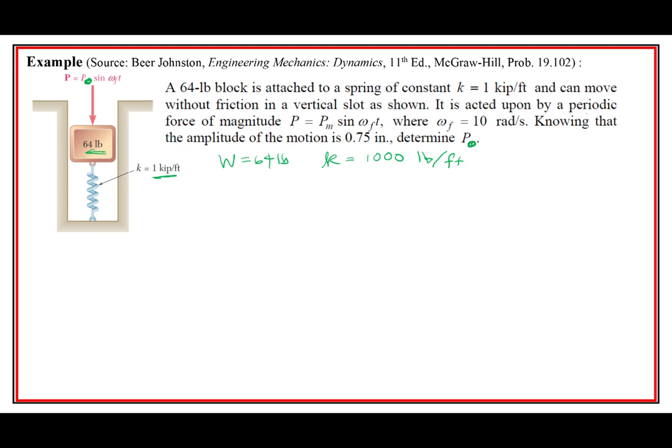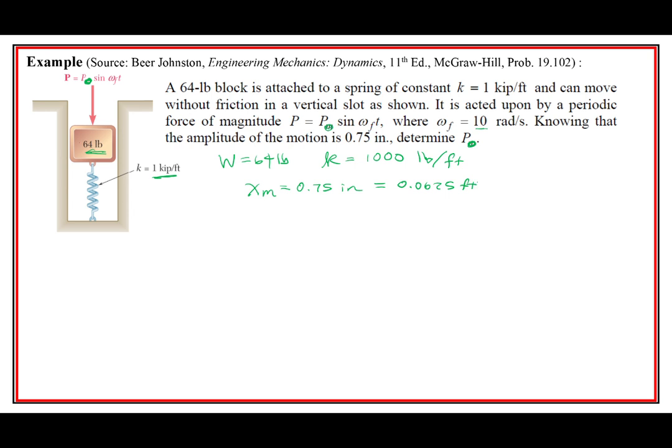It is acted upon by a periodic force right here, where this is 10 radians per second. Knowing that the amplitude of the motion, so that would be xm, is going to be 0.75 inches. We want to find that PO. All right, so let's turn this into feet, 0.0625 feet. And anything else we need? No, I don't think so.